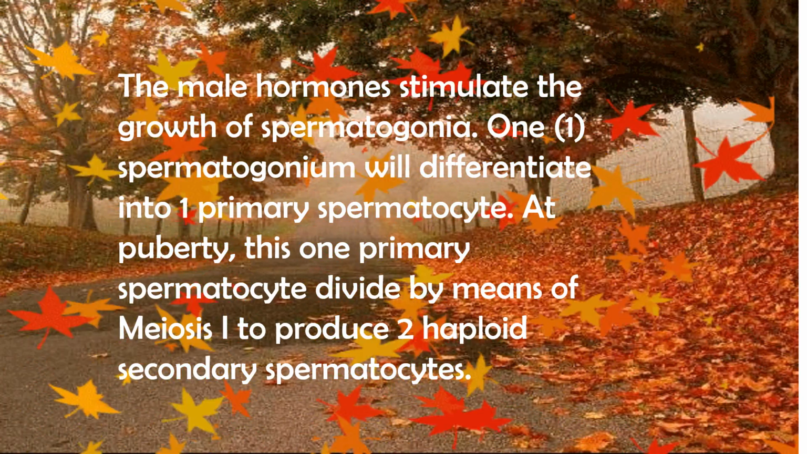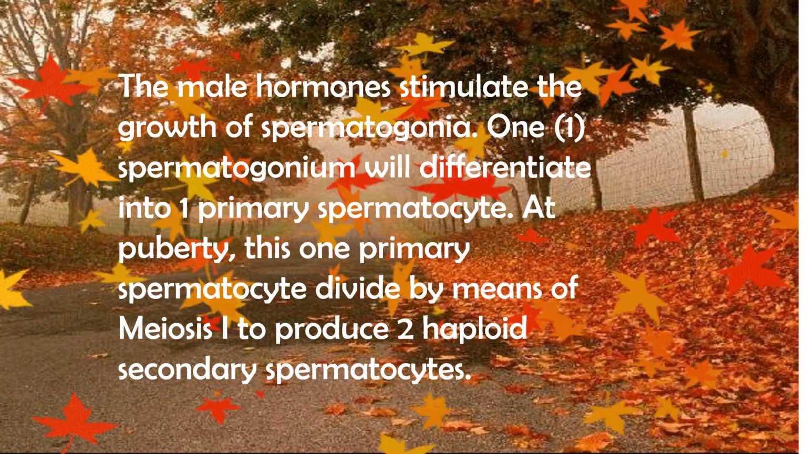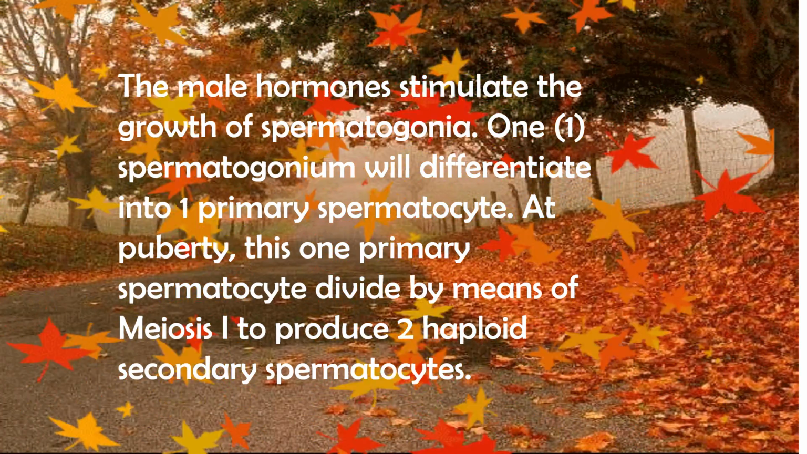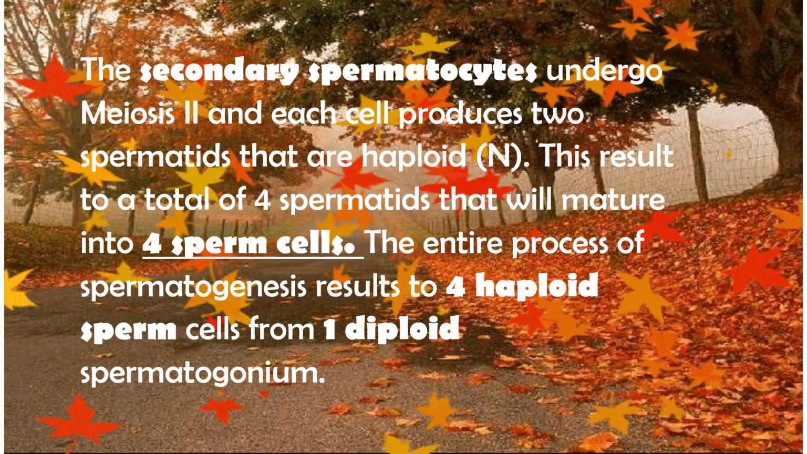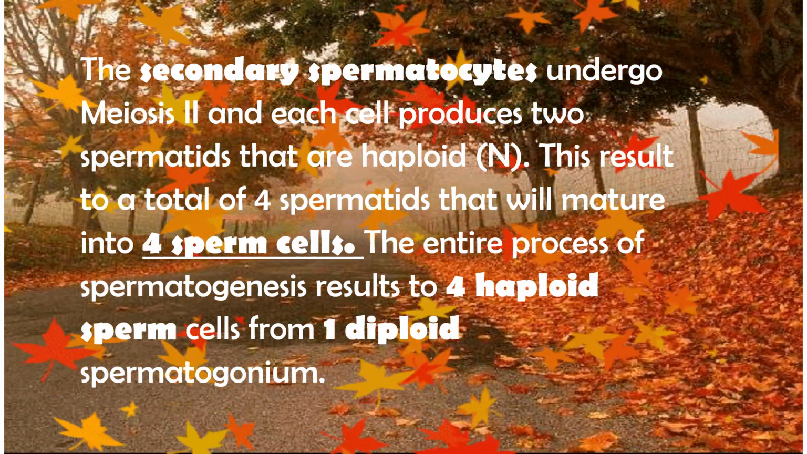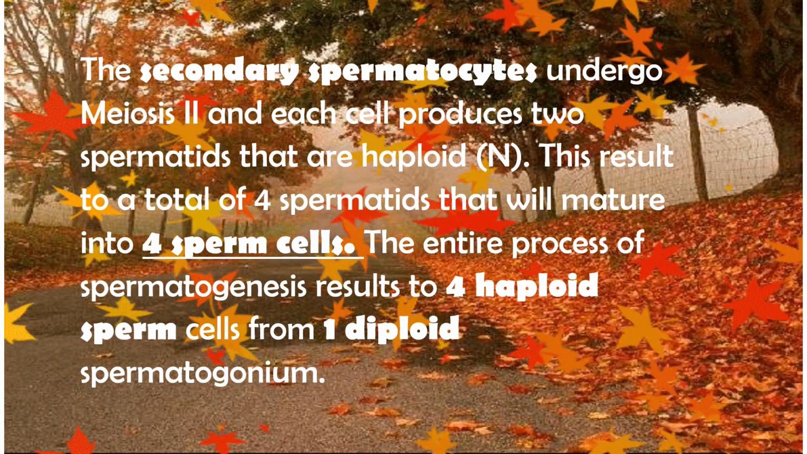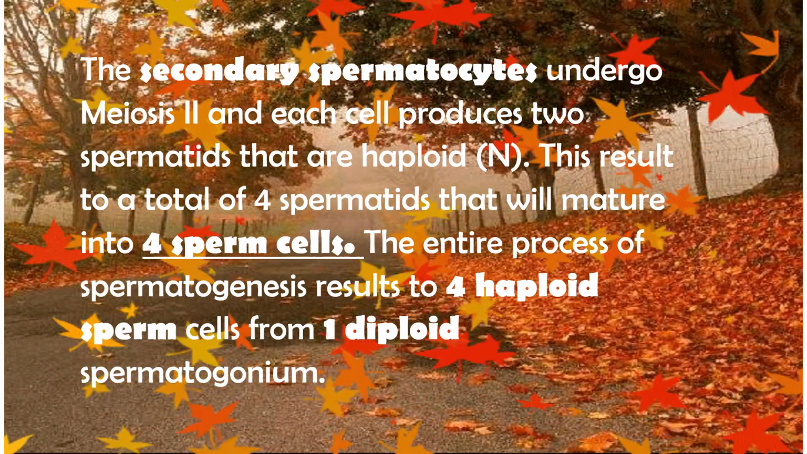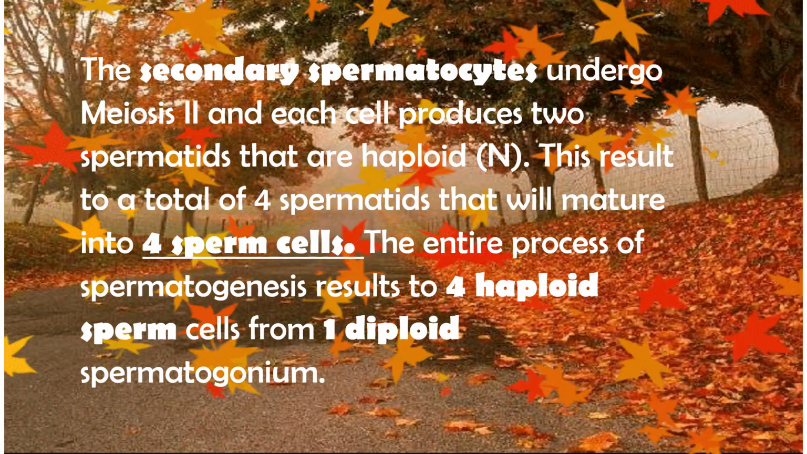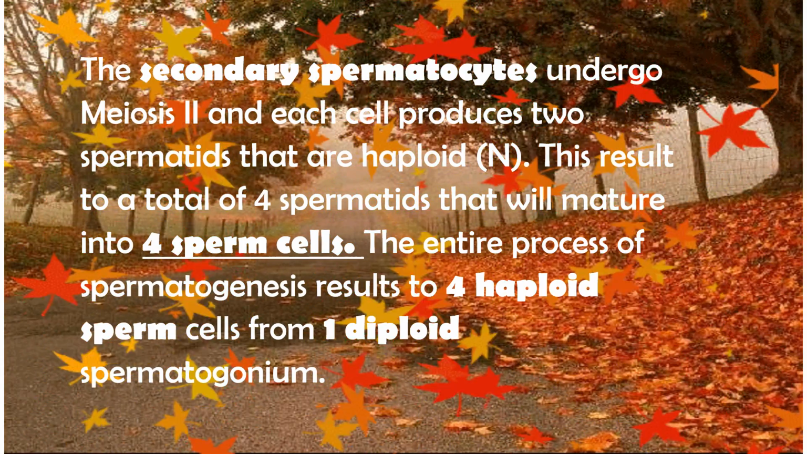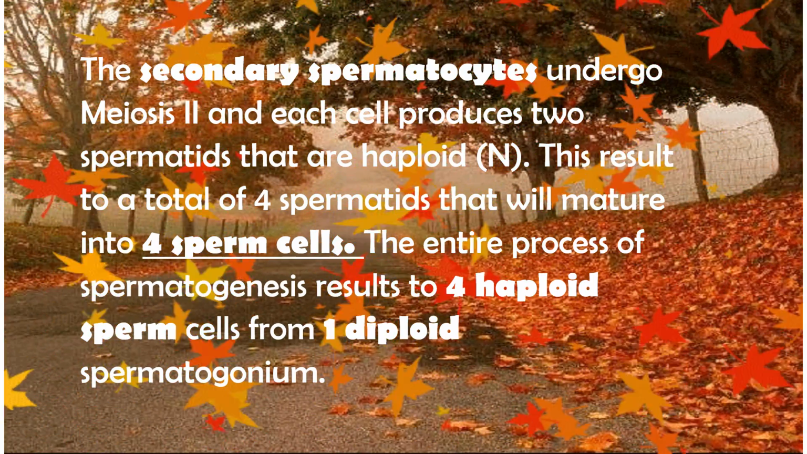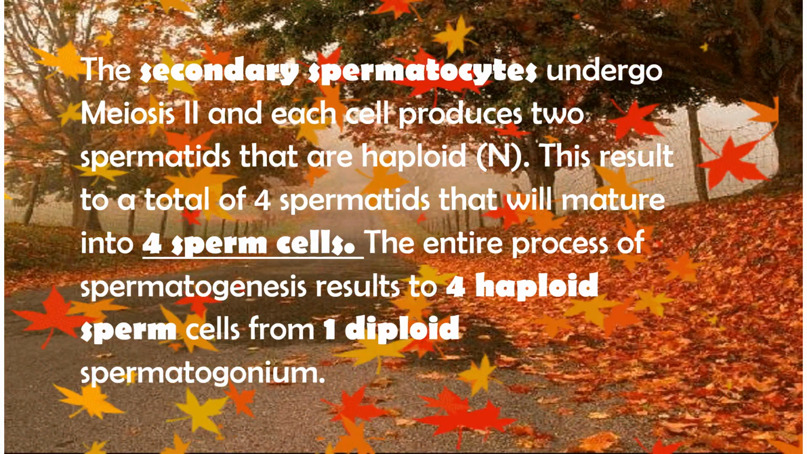At puberty, this one primary spermatocyte divides by means of meiosis 1 to produce two haploid secondary spermatocytes. The secondary spermatocytes undergo meiosis 2, and each cell produces two spermatids that are haploid. This results in a total of four spermatids that will mature to form sperm cells. The entire process of spermatogenesis results in four haploid sperm cells from one diploid spermatogonium.